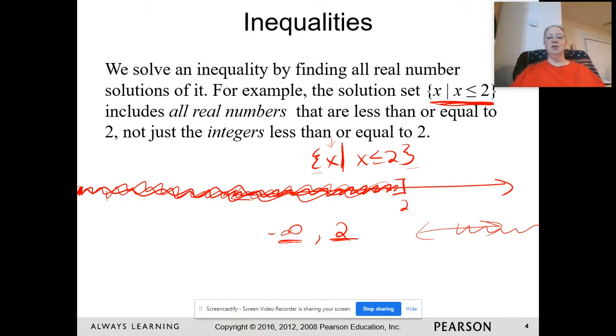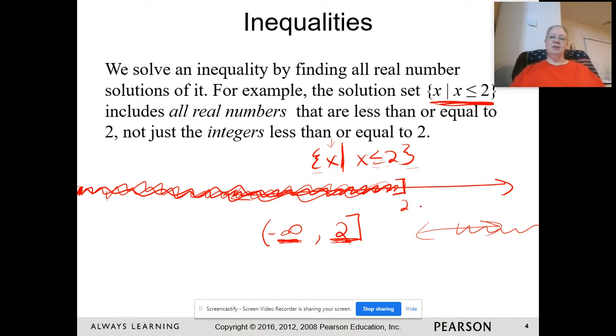Same reason, you have to have your negative infinity on the left and your positive 2 on the right. Now with infinity, infinity always gets parentheses. However, the 2 is included. There is an equal sign here. We used a bracket on the number line, so we're going to put a bracket around the 2.